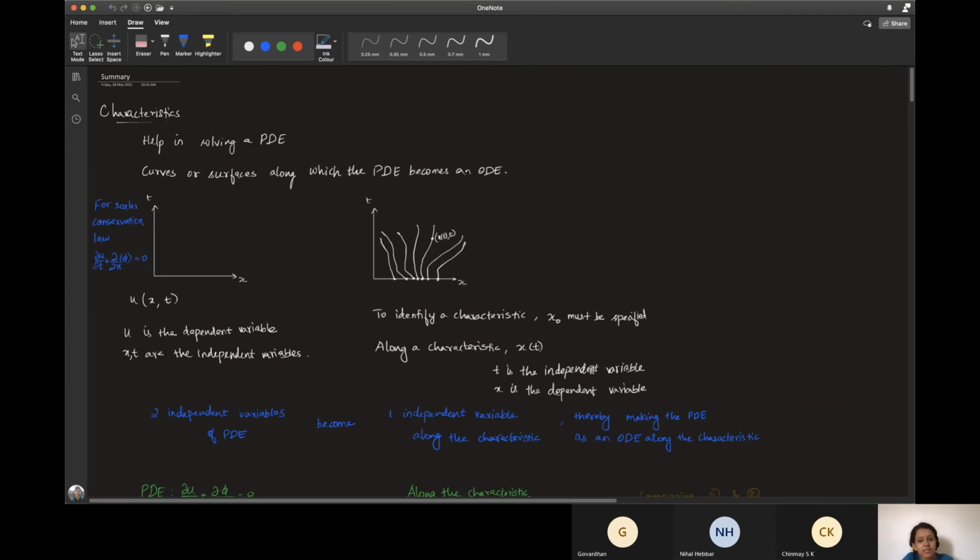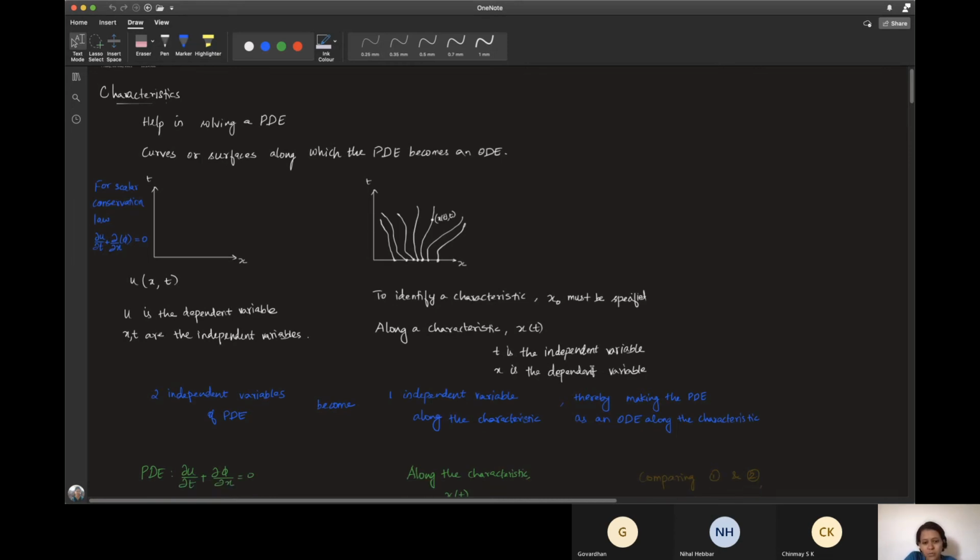So we'll be seeing a summary of whatever we have seen before. I thought it will enhance the clarity in a better way. Yes, we have seen the characteristics. For solving any PDE, we used something known as characteristics and then we proceeded with solving the PDE.